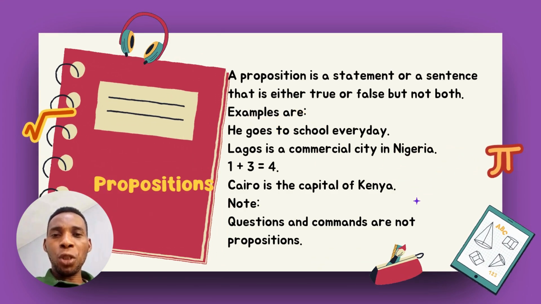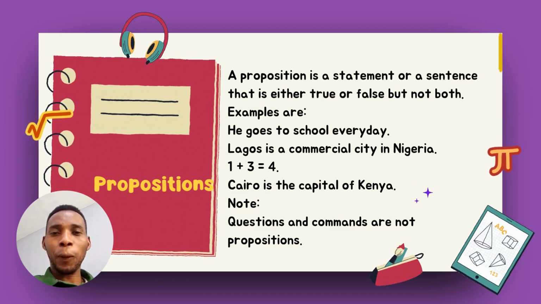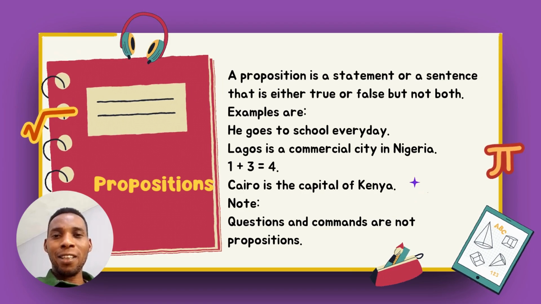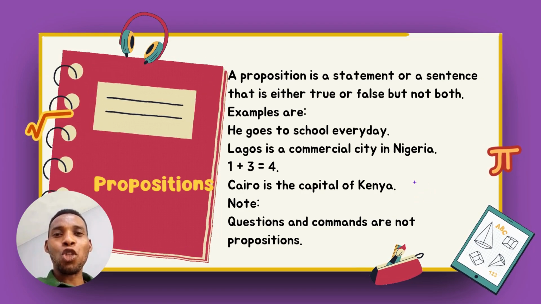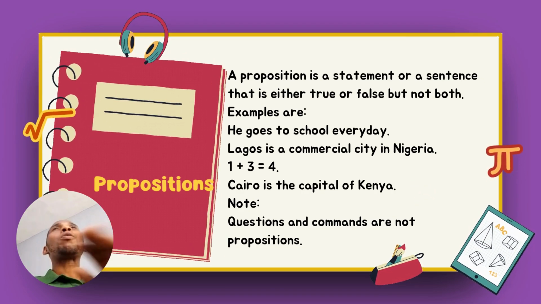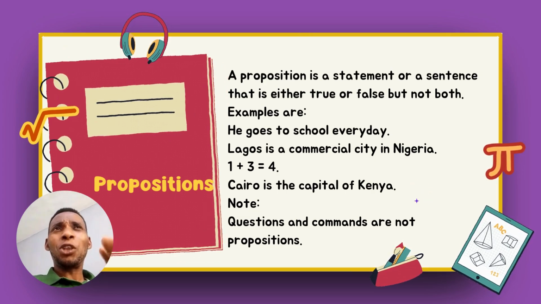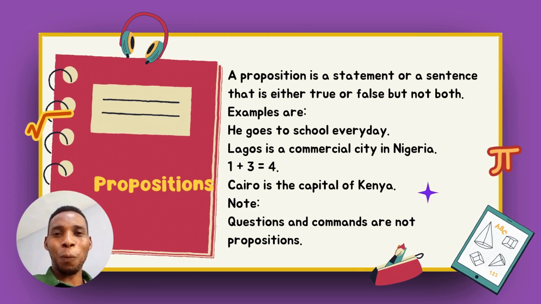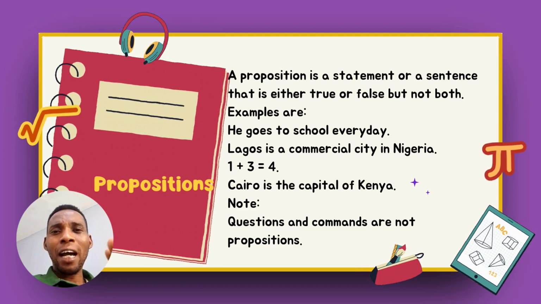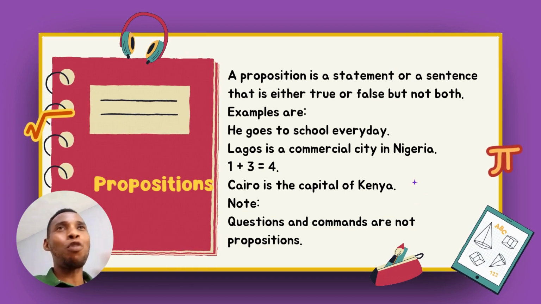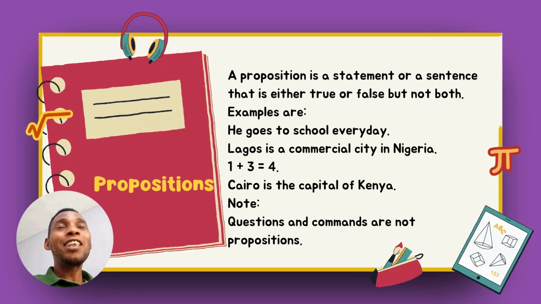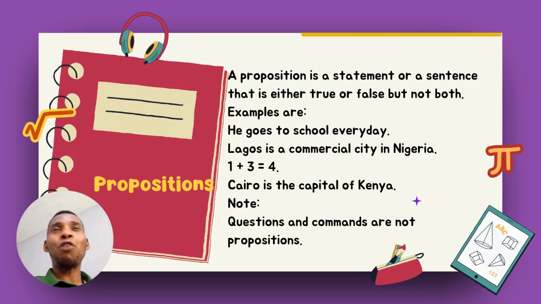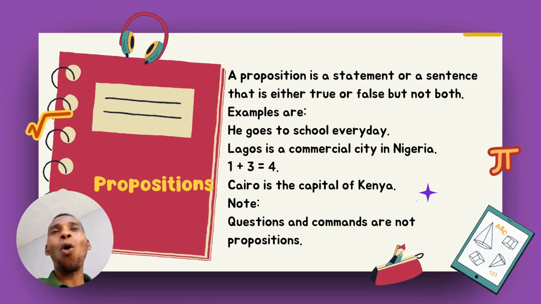What is a proposition? Let's start from that one. A proposition is a statement or a sentence that is either true or false, but not both. A proposition is like a statement. Just like a statement, it is either true or false. So that's why we define a proposition as a statement that is either true or false, but not both. It cannot be true and false.